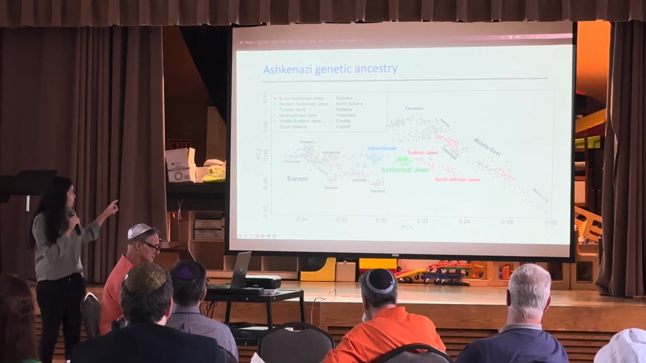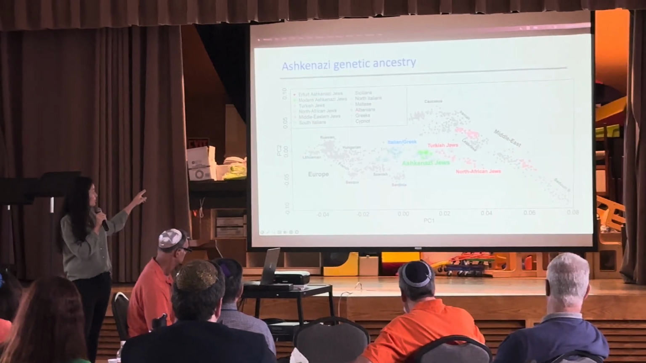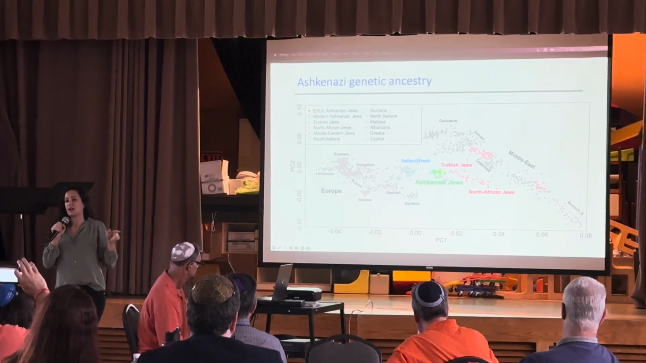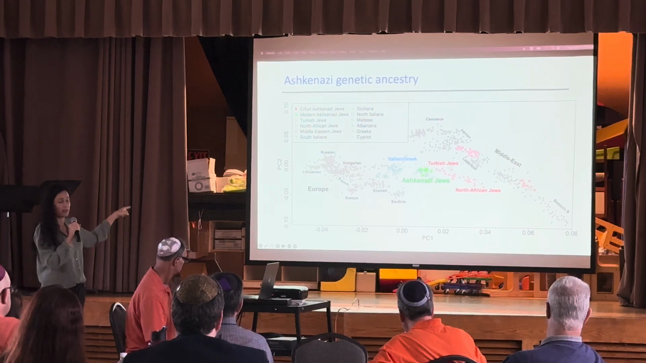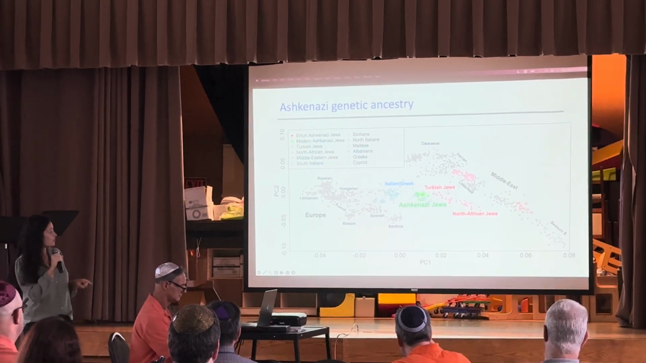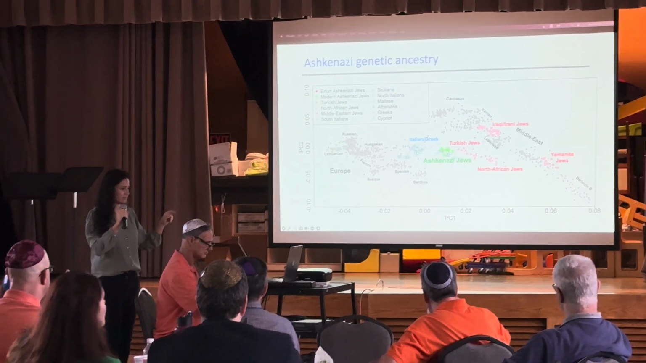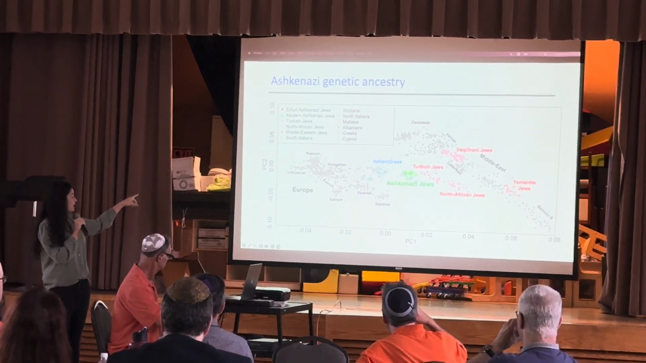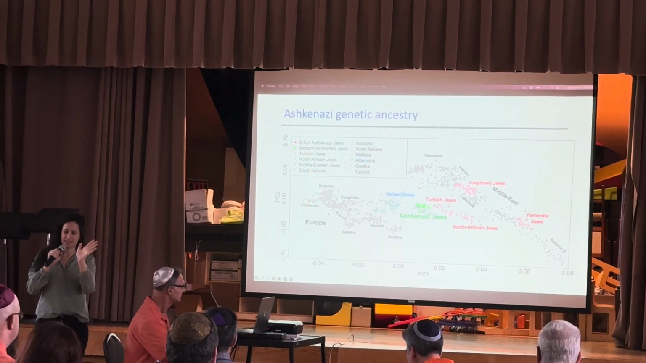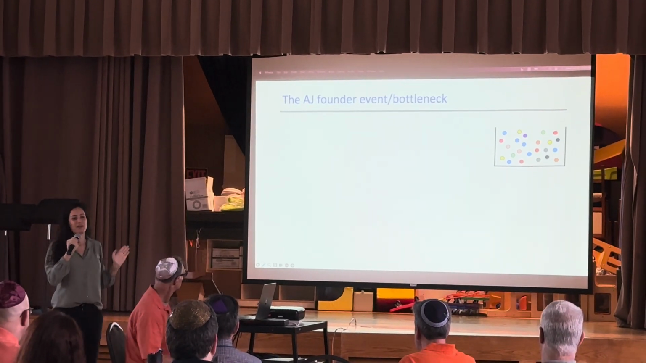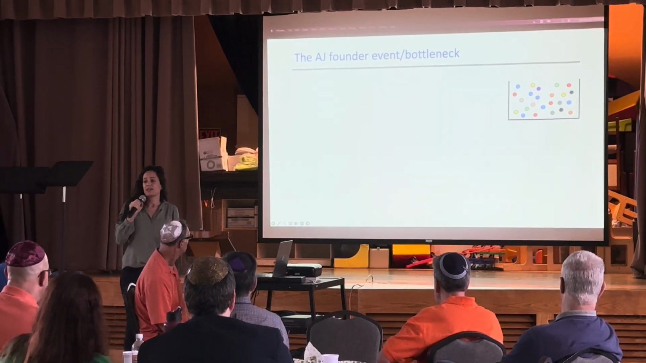Okay, and in pink you can also see other Jewish groups. So you can see that Turkish Jews, which represent Sephardic Jews, are very close to Ashkenazi Jews, and also North African Jews. And you can also see some Middle Eastern Jews. You can see Iraqi and Iranian Jews on the Middle Eastern ancestry axis, a little farther from the Ashkenazi and Sephardic Jews. Okay, so that is one finding.